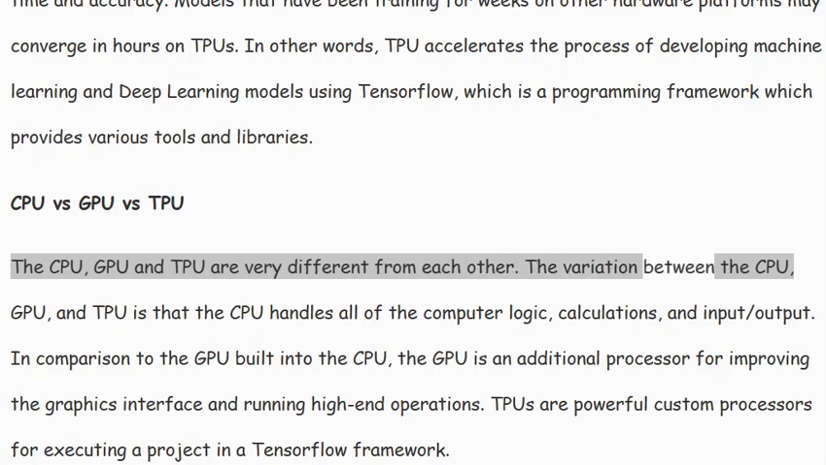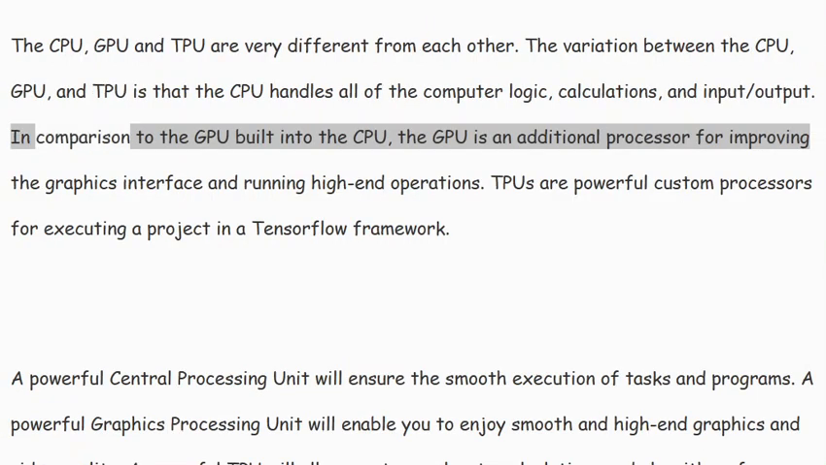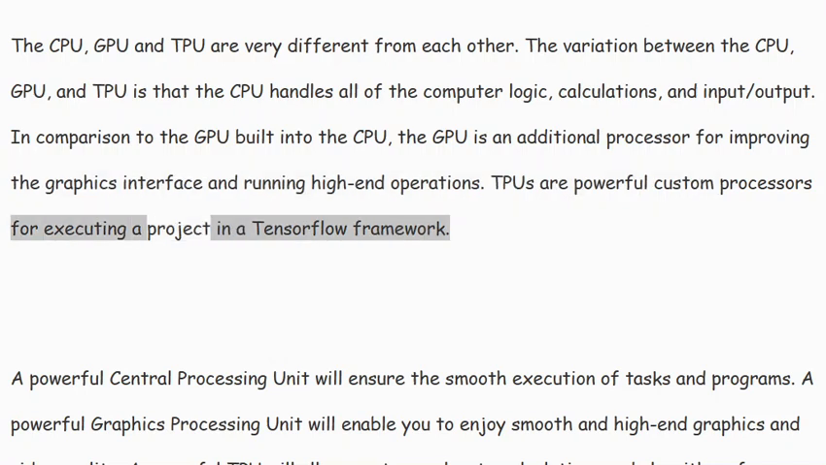The variation between the CPU, GPU, and TPU is that the CPU handles all of the computer logic, calculations, and input-output. In comparison to the GPU built into the CPU, the GPU is an additional processor for improving the graphics interface and running high-end operations. TPUs are powerful custom processors for executing a project in a TensorFlow framework.